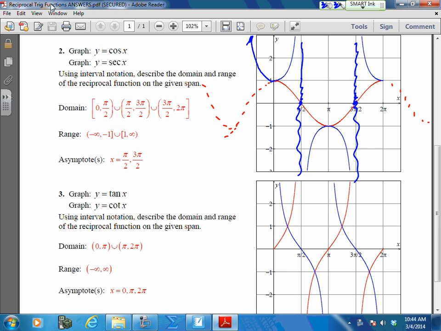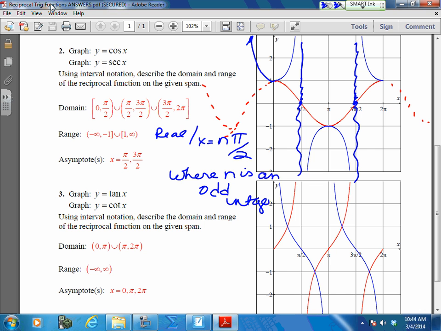So your domain is going to be real except, and I don't write my domain like that, real except when x is equal to n pi over 2, where n is an odd integer. You have to qualify this. Everybody see the odd? When you set up your function, whether it's cosine or sine, anything that crosses at the 0, when you take 0 over 1 and you take its reciprocal, 1 over 0, you can't divide by 0. So that's where your asymptotes come, at your zeros.